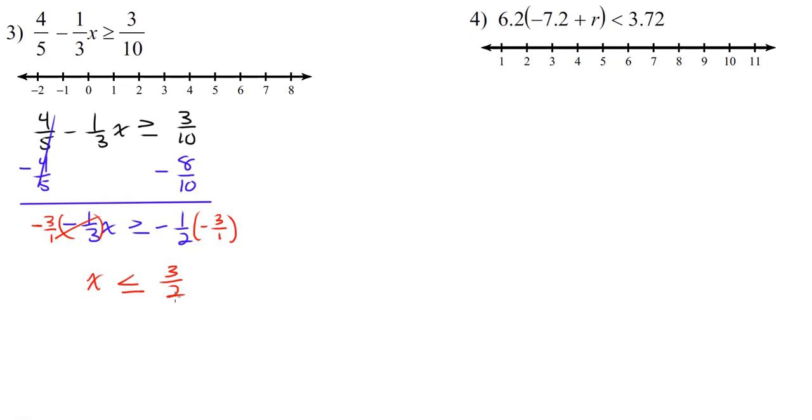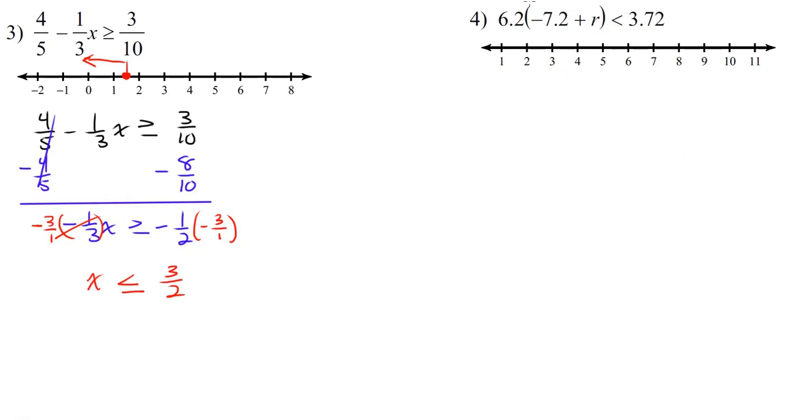Now let's go ahead and graph this. So 3/2 is the same as 1.5, and it's or equal to, so we're going to put a shaded circle where 1.5 is, which is right in between 1 and 2. And since it is less than or equal to, our arrow is going to point to the left.